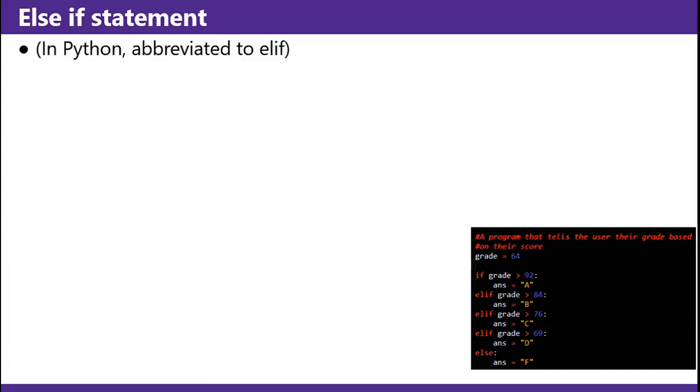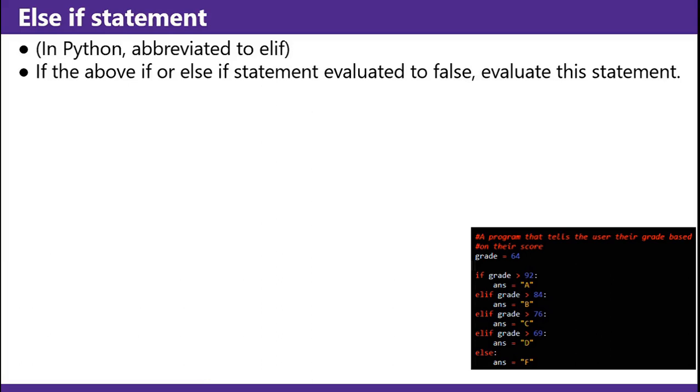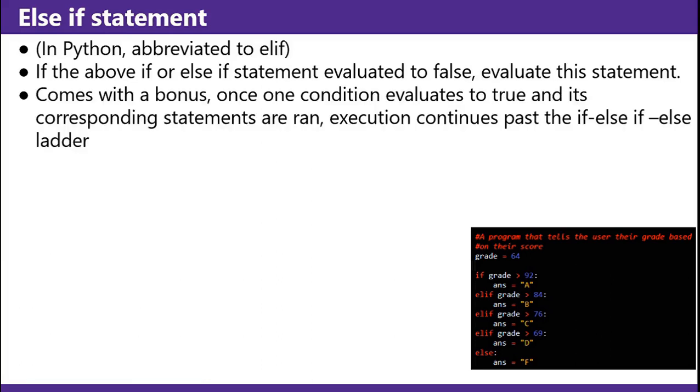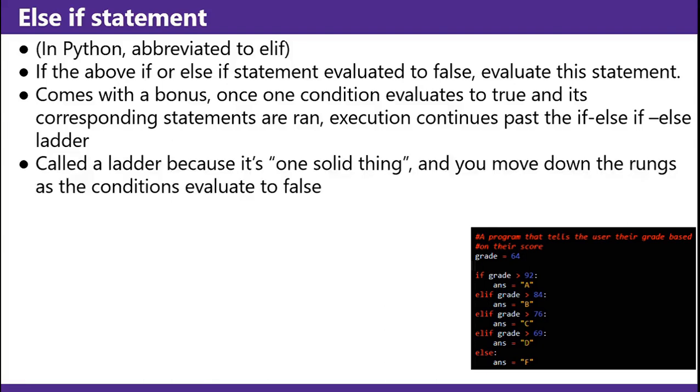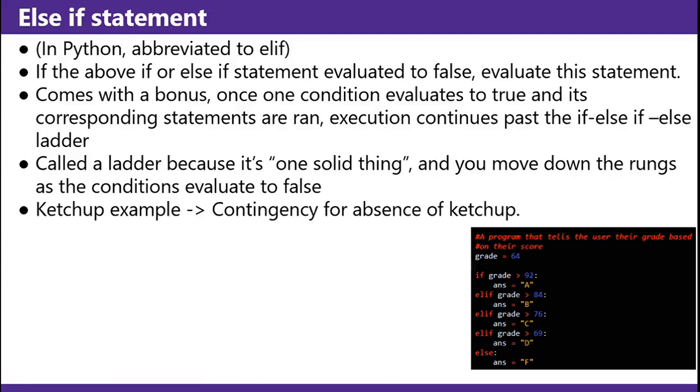Else if statement. In Python, it's abbreviated to elif. If the above if or else if statement evaluated to false, evaluate this statement. Comes with a bonus. Once one condition evaluates to true and its corresponding statements are run, execution continues past the if, else ladder. Call it a ladder because it's one solid thing and you move down the rungs as the conditions evaluate to false. Ketchup example. It's a contingency for the absence of ketchup.